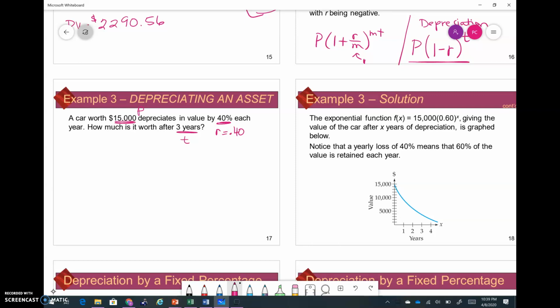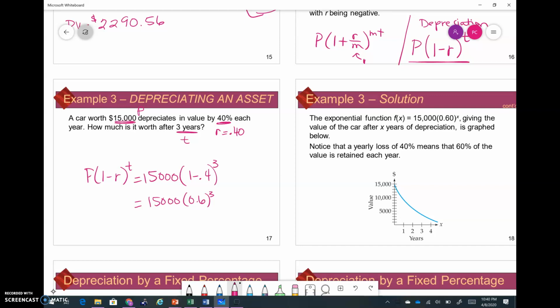So to find that depreciation value, I've got P times 1 minus R to the T power. So 15,000, where we're starting, times 1 minus 0.4, all raised to the 3. Okay? 1 minus 0.4 gives us 0.6, right? You can simplify that first before you plug everything into the calculator, or don't. It wouldn't matter either way. But if you'd like to go ahead and simplify that, you can.